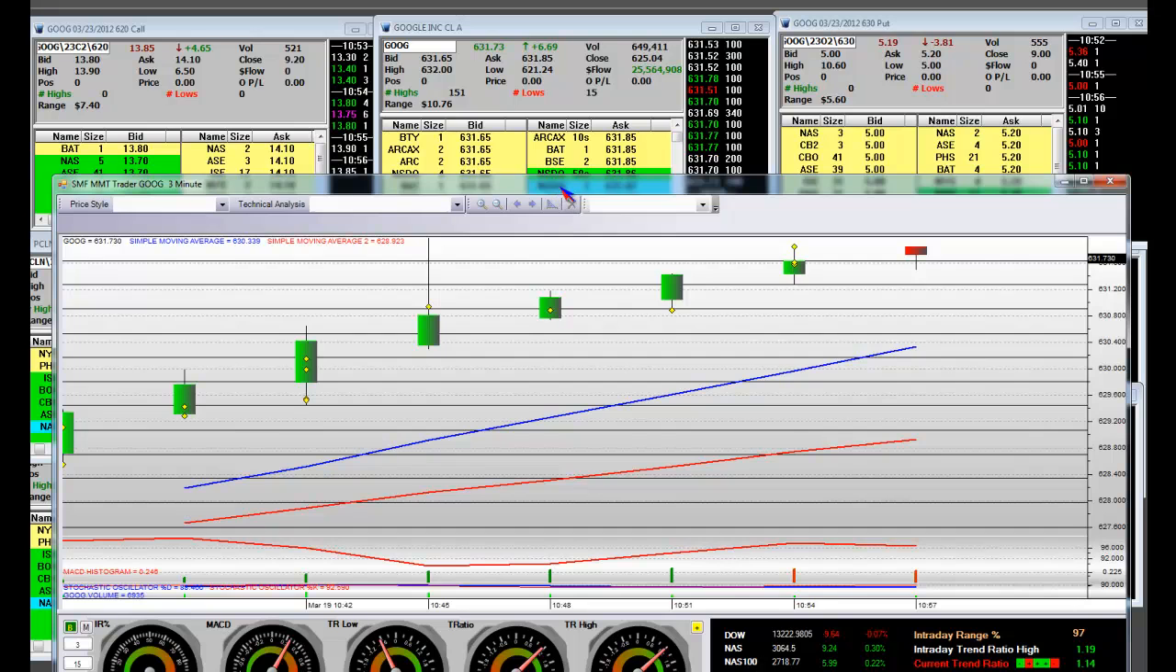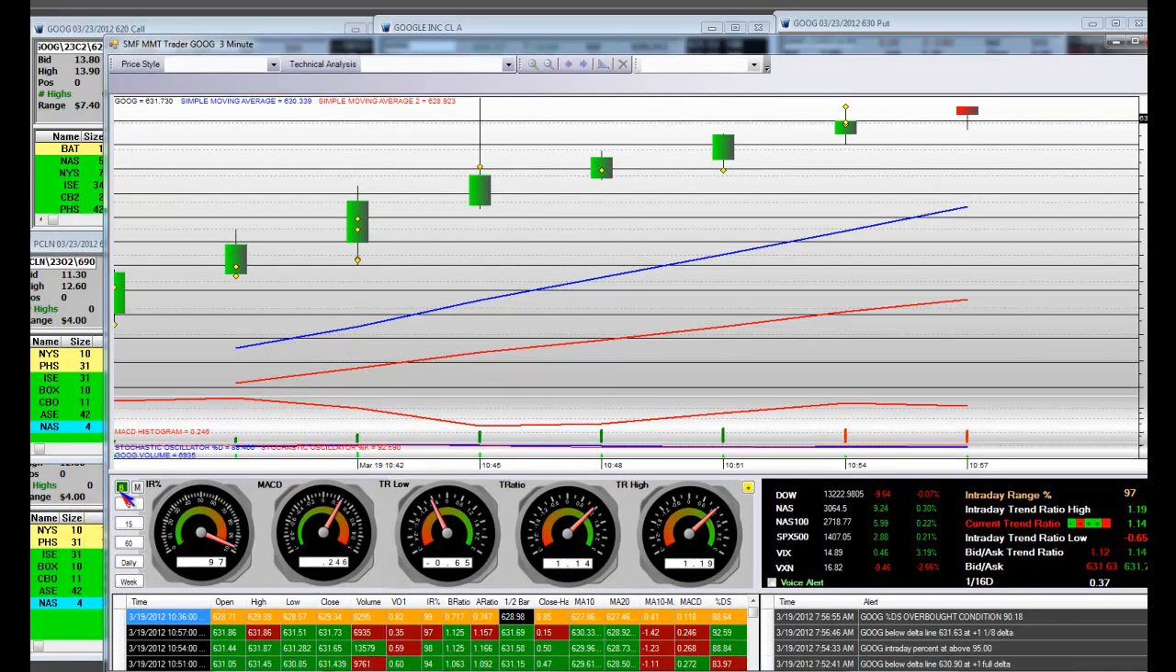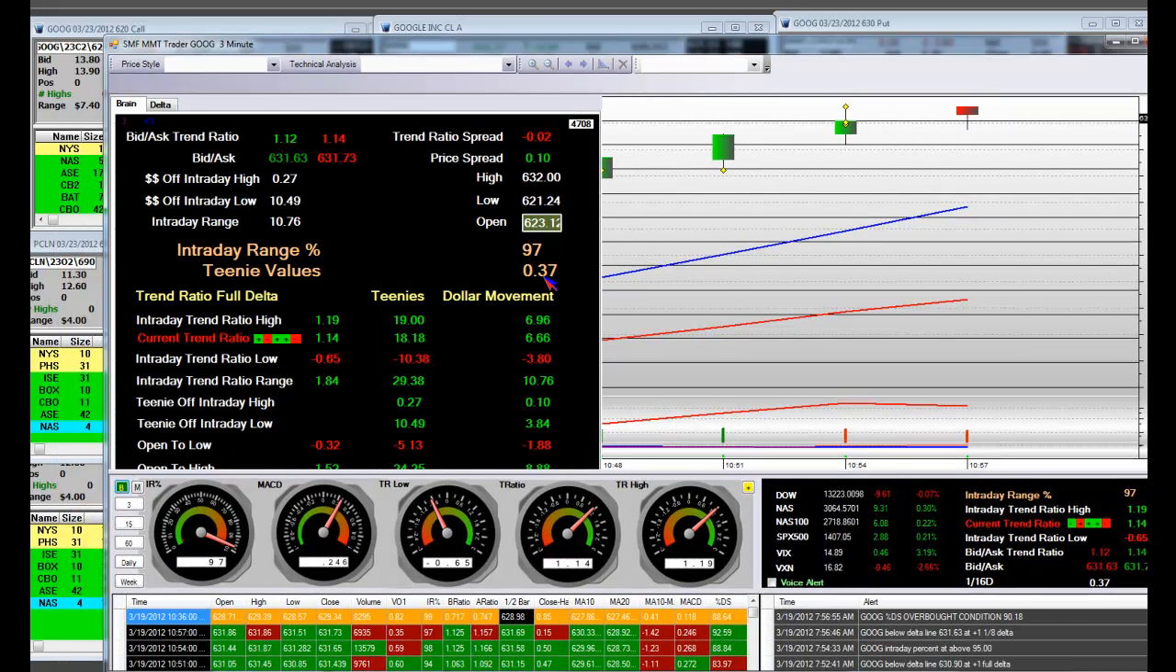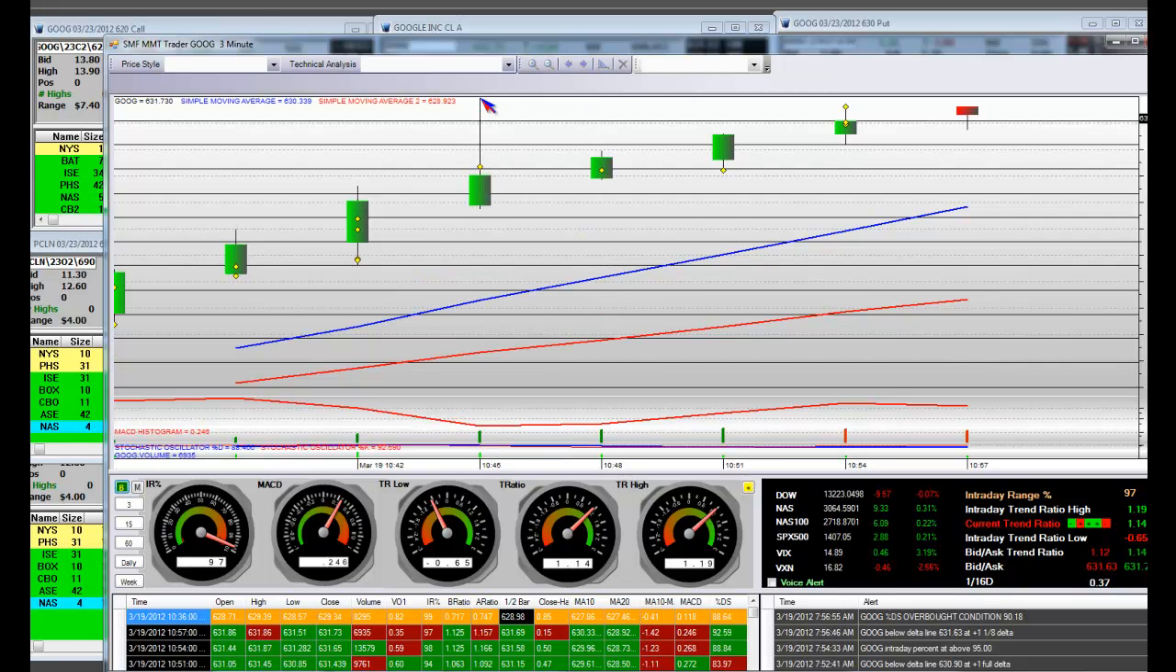And what is the teeny value in the system? It's very easy, MMT. It's 37 cents times 3. And there's your teeny reversal, and you're coming back up to those highs. Remember when I said you had the reversal, that was just a pullback.